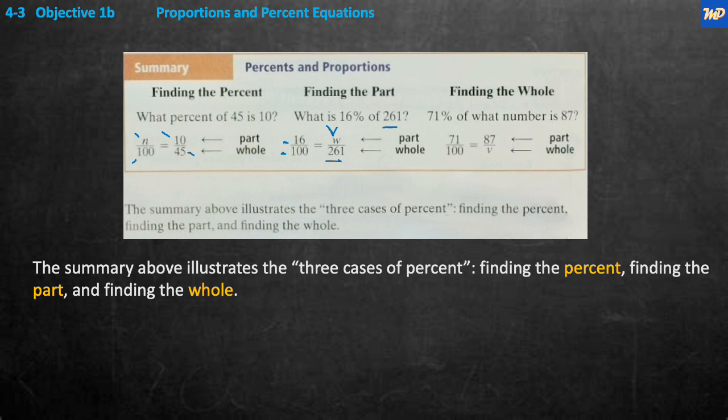Now, how about finding the whole? So now they're going to give us the part, the fractional part. What is 71%? Or excuse me, 71% of what number is 87? So 71 over 100 is equal to 87 over what number? The whole part. 71% of some bigger number is equal to the smaller number, 87. Okay, so it's 71 over 100 is equal to 87 over V in this case.